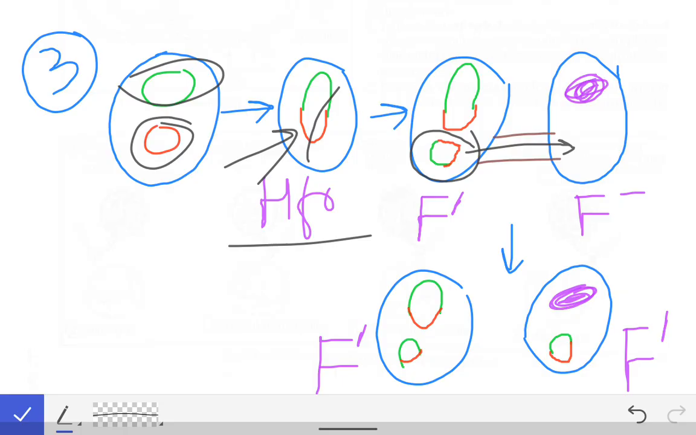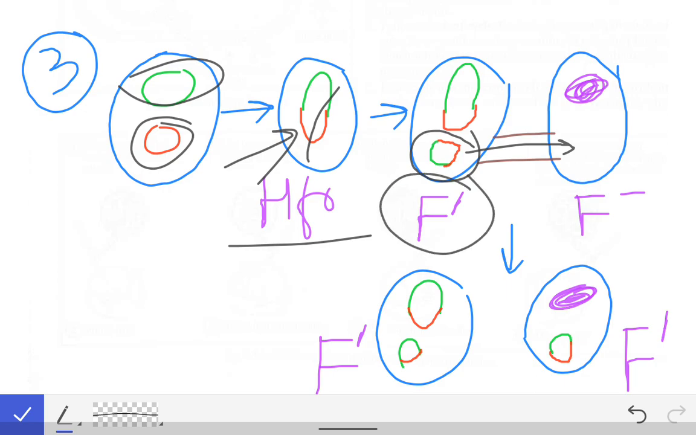This green part is the donor DNA. Although it has the F factor DNA, it also has this green part, which is the bacterial donor DNA. So it carries the bacterial donor DNA also. Hence, it is called F prime bacteria.